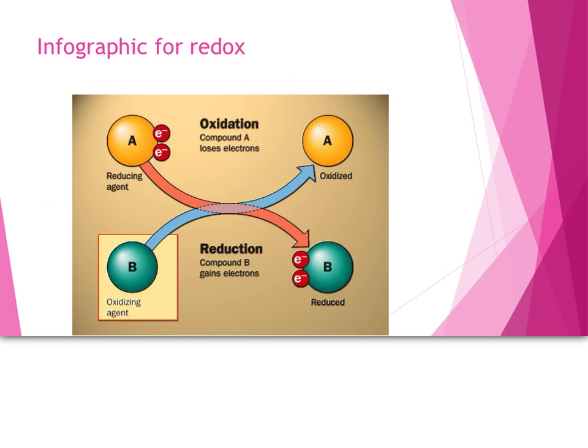So here's an infographic just to illustrate this. So in oxidation, we lose electrons, and the thing that does the losing the electrons is the reducing agent. For reduction, we're gaining electrons, and that means it's now reduced, and the thing that does that is called the oxidizing agent. And that's all for this lesson.